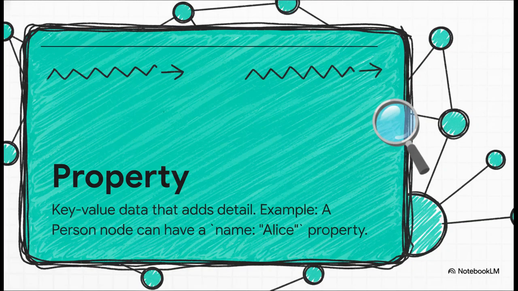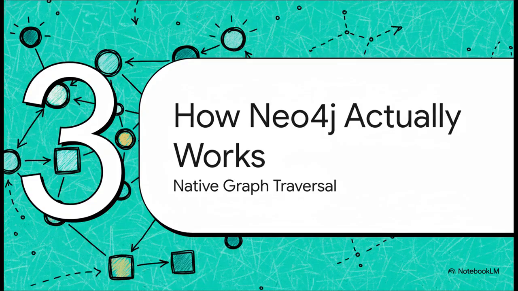And finally, to add all the rich detail and context, we have properties. These are just simple little bits of information, key value pairs, that you can attach to both the nodes and the relationships. So a person node can have a name and an age, and that purchased relationship, it could have a property for the exact date of the sale. See? Simple. So we've got our nodes, relationships, and properties, but how does that turn into a super high-performance system?